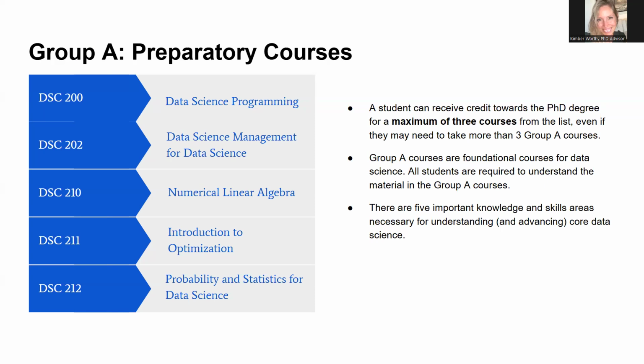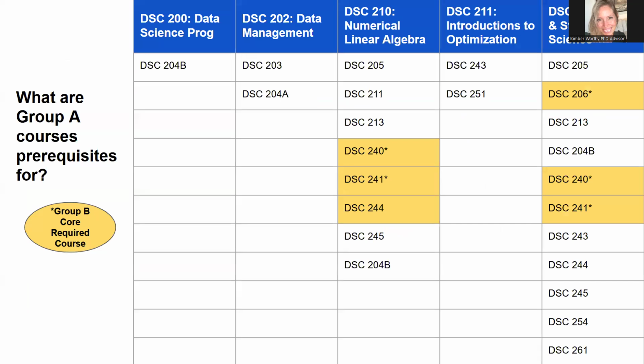And to help you plan accordingly, we have this next slide. So here, what are Group A courses prerequisites for? You have DSE 200, 202, 210, 211, and 212. And so when you look at all those courses in the blue, those are our Group A courses, and everything below that are what they're prerequisites for. So you'll need 210 numerical linear algebra if you want to take 240 machine learning, right?